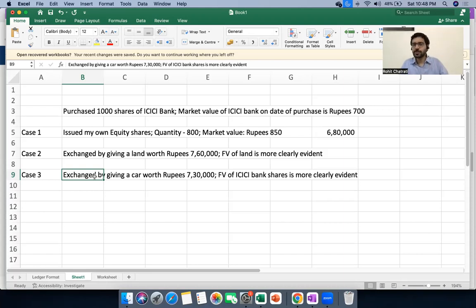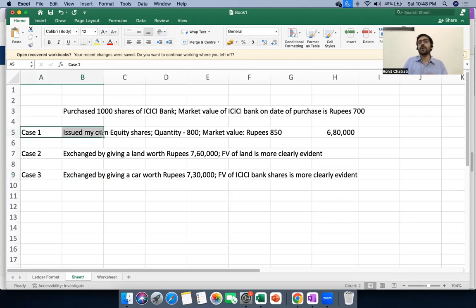Obviously, which is more evident, the fair value of ICICI or the fair value of the car, is a call that management is going to take. They are going to look at the facts and circumstances, and they will take the final call of which of it is more clearly evident. All right, so that is how we are going to recognize.